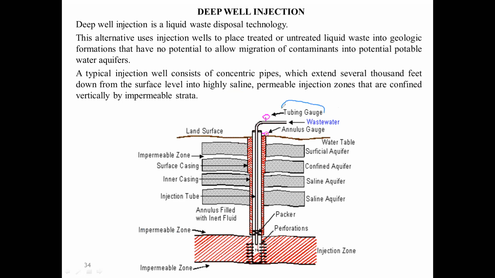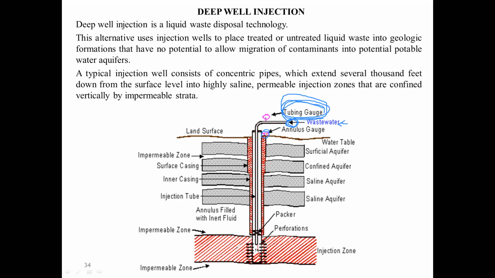This is the tubing gauge. You are going to be measuring and understanding the dimension of how much liquid waste is being inserted. Then you have the annulus gauge, which is installed at the top portion so that you can understand the intensity and the amount of waste being inserted into your deep well injection system. And this is the point from which the wastewater, which is nothing but the waste converted into liquid form, enters.